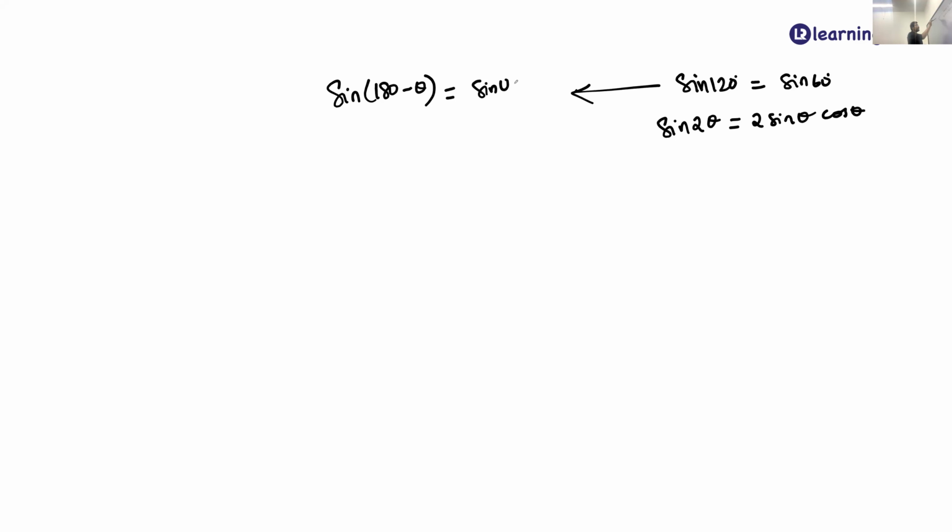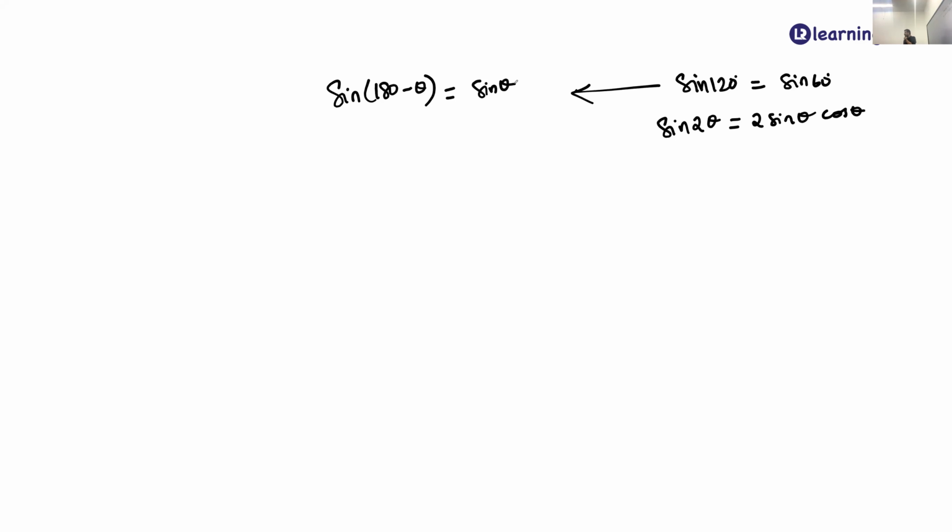Sine 120 is the same as sine 60. The reason being, the formula for sine 2 theta is 2 sine theta cos theta. Okay, so I'll explain two things. Listen to this carefully. Why sine 120 is equal to sine 60 is because there is an identity like this: sine of 180 minus theta is equal to sine theta.